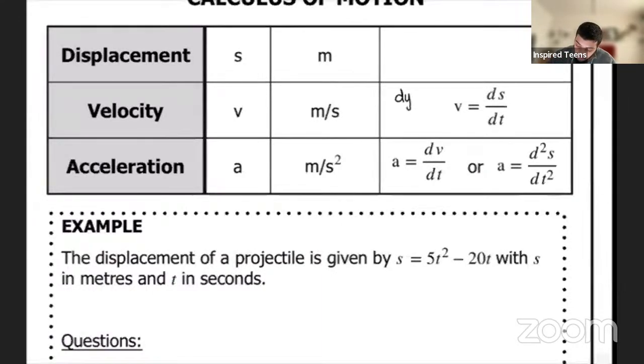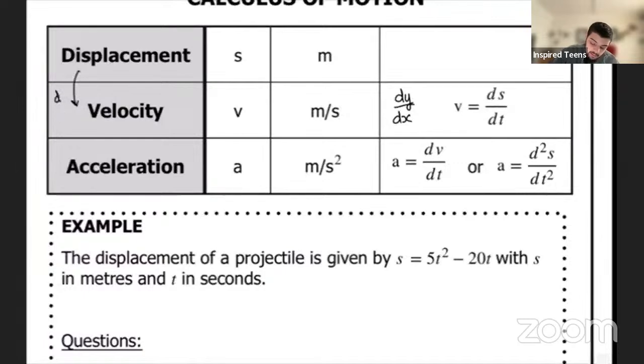Acceleration is dy dx, right? It's the derivative of the initial one. So here we have meters per second squared. Okay, let's just write it here, I guess. To go from here to here, you derive.